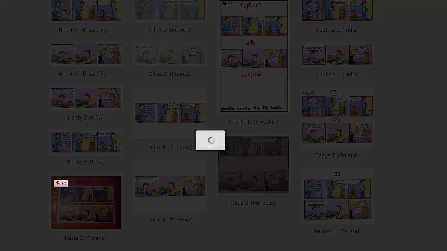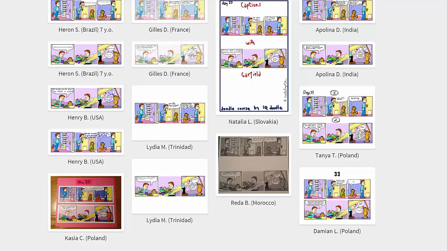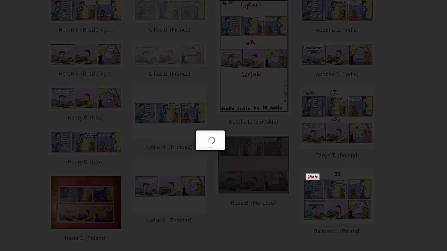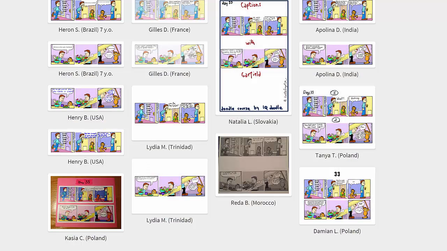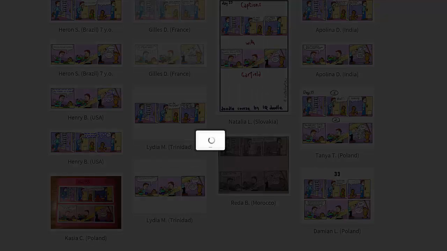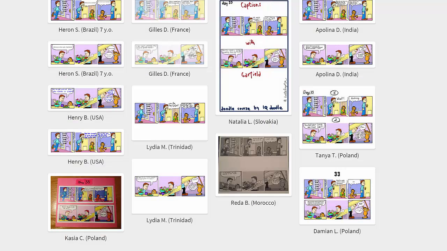We've got a few other submissions in other languages. If you're Polish, then you will understand these ones here, and a few other ones from Damien as well, who I think submitted them in Polish. So they're funny as well, and maybe you could use Google Translate to have a look at them. Let's look at Henry B. We can get outside after the table is cleared. I mean, after I finished. You look finished to me. What you guys come up with is fantastic.